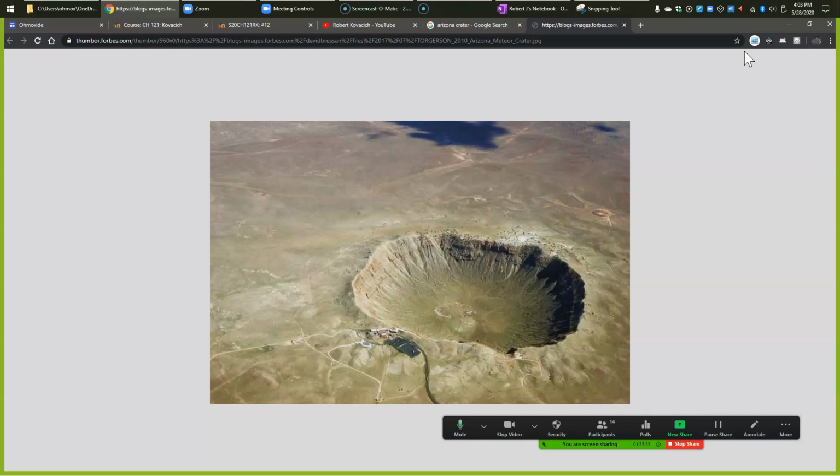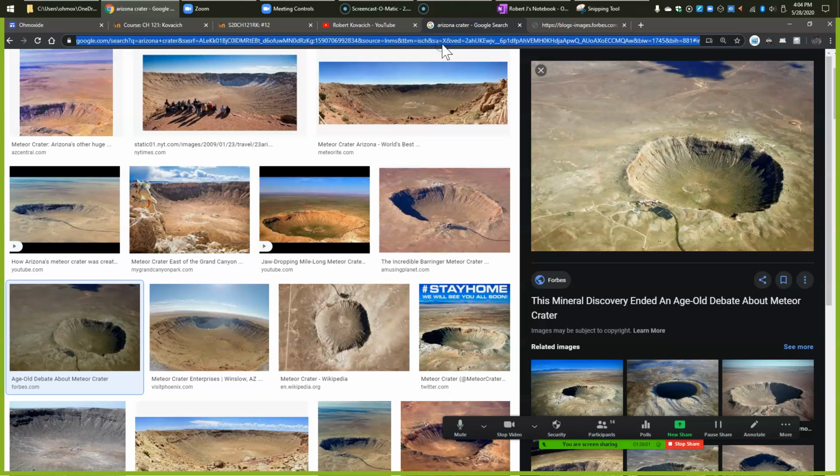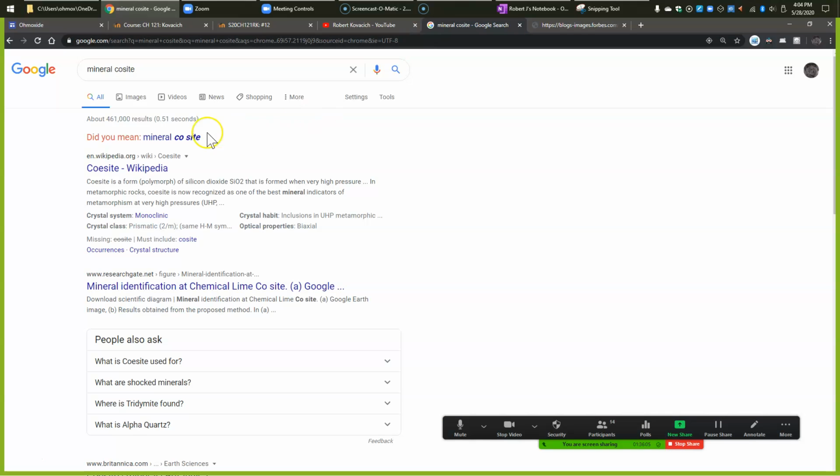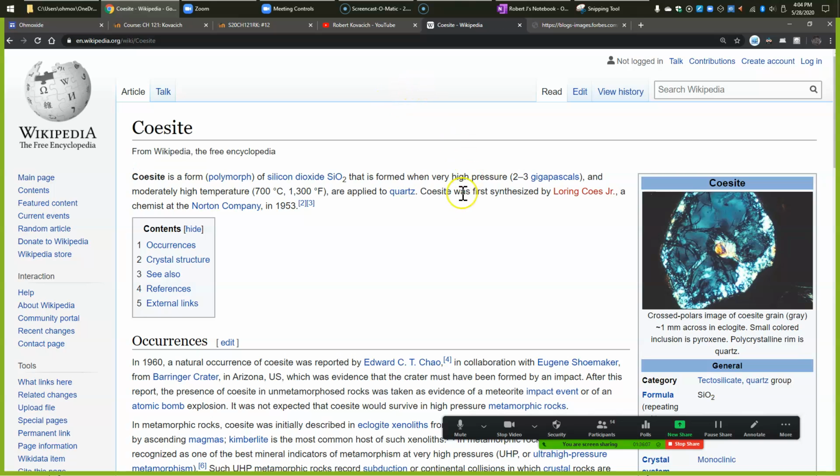So what he did is he inspected the hell out of it during grad school. And what he did is he found this. This mineral is called coesite. And coesite is produced under a specific set of circumstances where the temperature and pressure, I mean, read that first sentence.